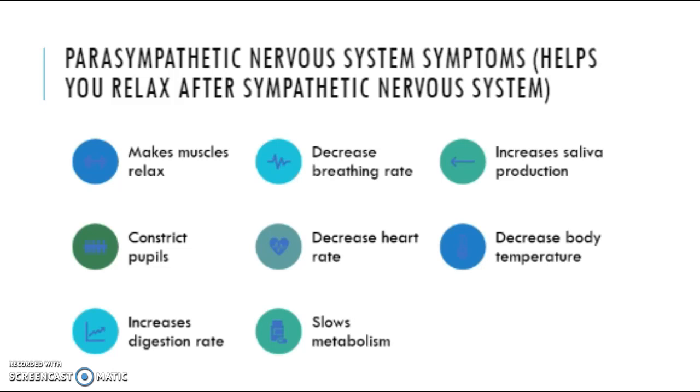In contrast, the parasympathetic nervous system makes the muscles relax. So after exercise, the parasympathetic nervous system will work to relax the muscles. So after a gymnastics routine, when the muscles have been tested, the parasympathetic nervous system would make the muscles relax. The digestion system will increase its rate as the blood will be redirected back there after exercise.